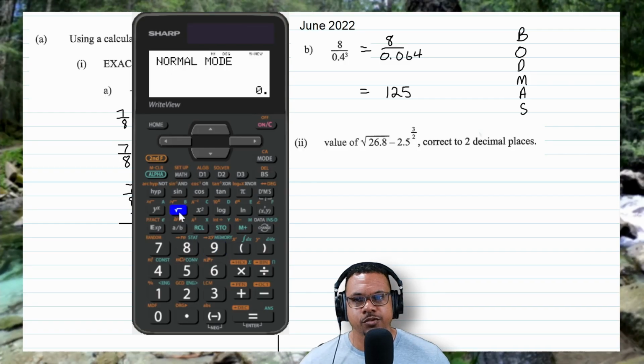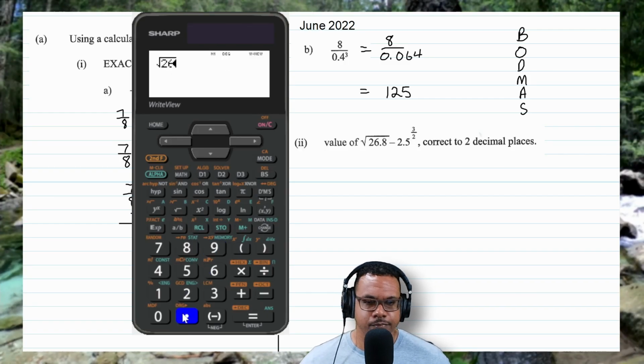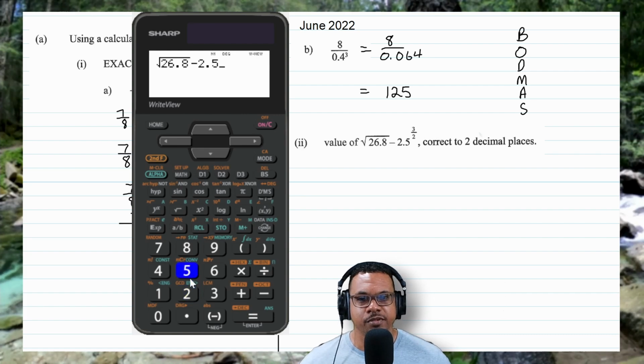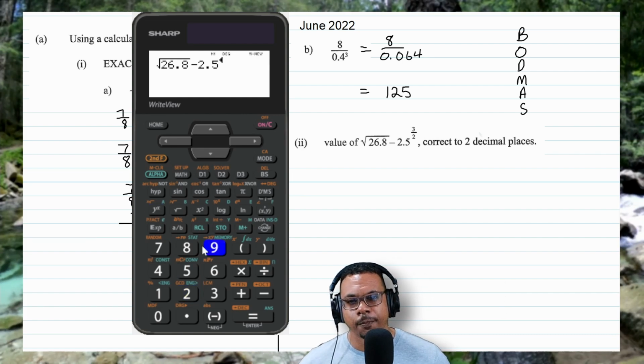All right, so first I'll have the square root of 26.8, right? Then I'll take away 2.5 and raise that to the power 3 over 2. So I'll put the YX button, and I can put open brackets. I can put 3 divided by 2 or use the fraction button and put 3 over 2. I'll use 3 divided by 2, and that's 2.5 to the power 3 over 2. And my answer, to two decimal places, is 1.22.